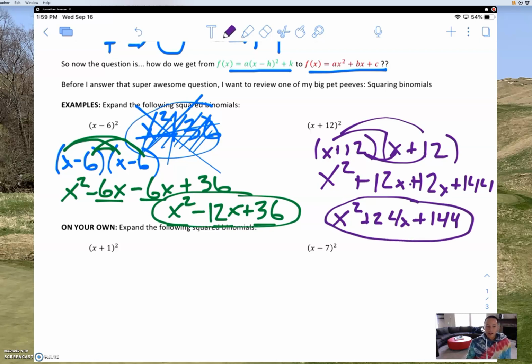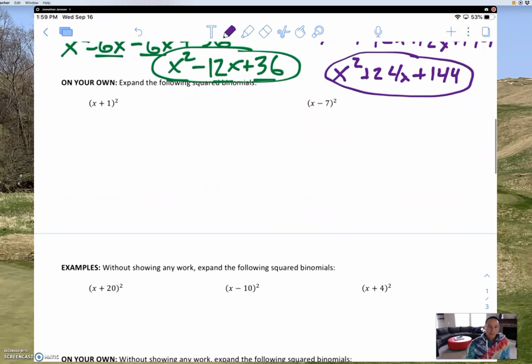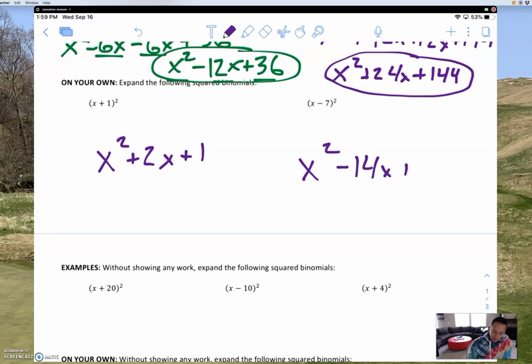So go ahead and pause the video. Go ahead and make sure you know how to expand the next 2 binomials. All right, we're back. If you did them correctly, it should be x squared plus 2x plus 1 for that first one, and it should be x squared minus 14x plus 49 for the next one.